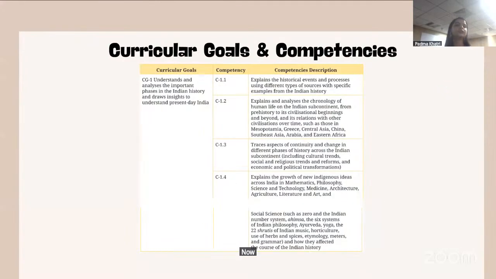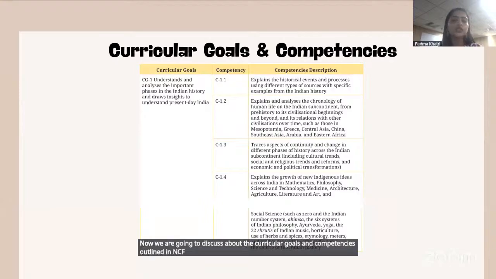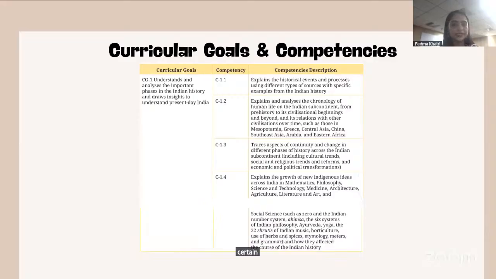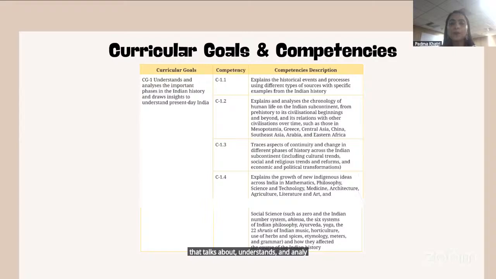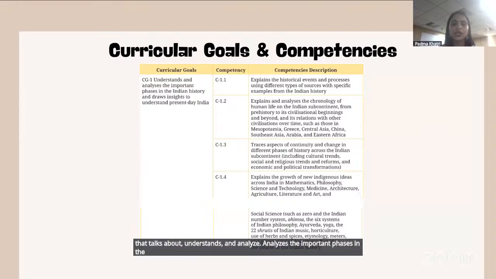Now we are going to discuss the curricular goals and competencies outlined in NCF 2023. Particularly, there are 9 curricular goals, and each curricular goal has certain competencies. By learning these curricular goals, what skills are they going to develop, what understanding are they going to have? Okay. So the first one is curricular goal 1, which talks about understanding and analyzing the important phases in Indian history and drawing insight to understand present-day India. Now this curricular goal has 4 competencies.